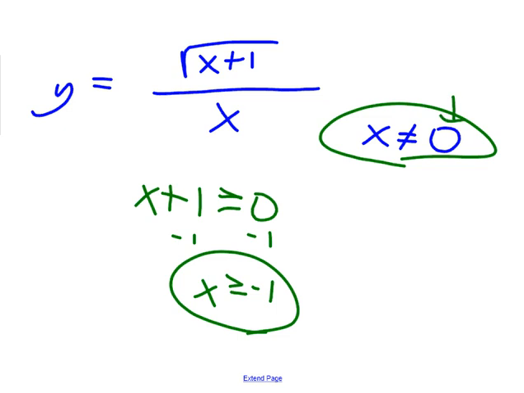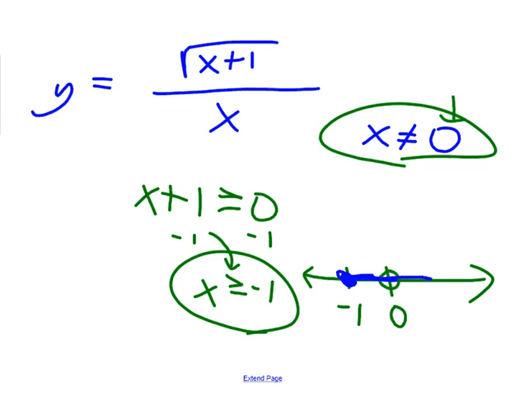Zero would crash it. So everything but 0 works? No. You have to stay bigger than negative 1. So how do I put that all on a number line? I say it can't be 0 by saying empty spot at 0. And then I say x has to be greater than or equal to negative 1. Here's negative 1. Greater than or equal to negative 1 is shading this way.